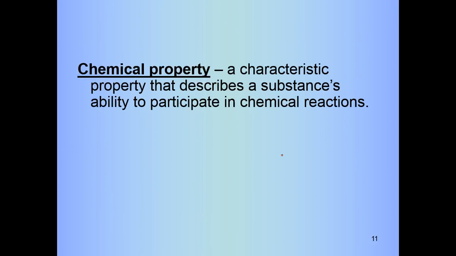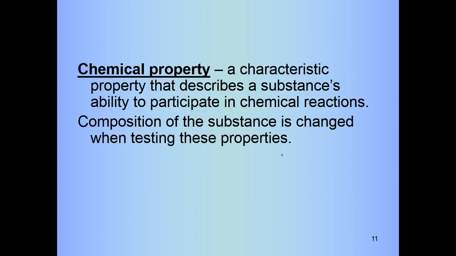Okay, so chemical properties. These are characteristics of a substance that describe how it participates in chemical reactions. And we'll be getting into types of reactions and all that good stuff later on in the year. But how do I know that something is engaging in a chemical reaction? If I'm testing its property, then we would see the composition of the substance changing. So it would not look the same before and after if we're testing a chemical property.